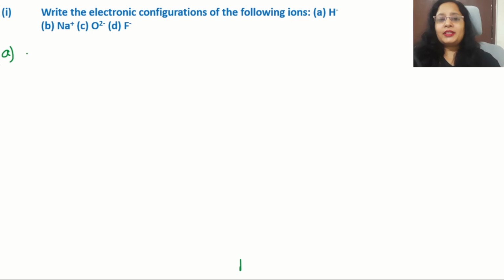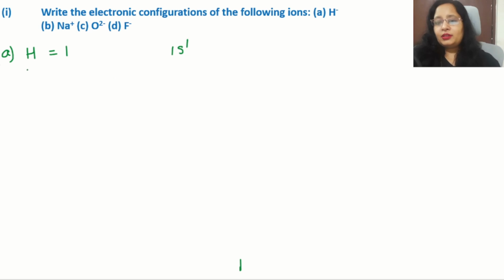So it is H minus, it means hydrogen ion. So first we'll check the hydrogen atom. Hydrogen atom's atomic number is 1. So it means there is one electron. So we can say hydrogen atom has only one electron. So its configuration should be 1s1.